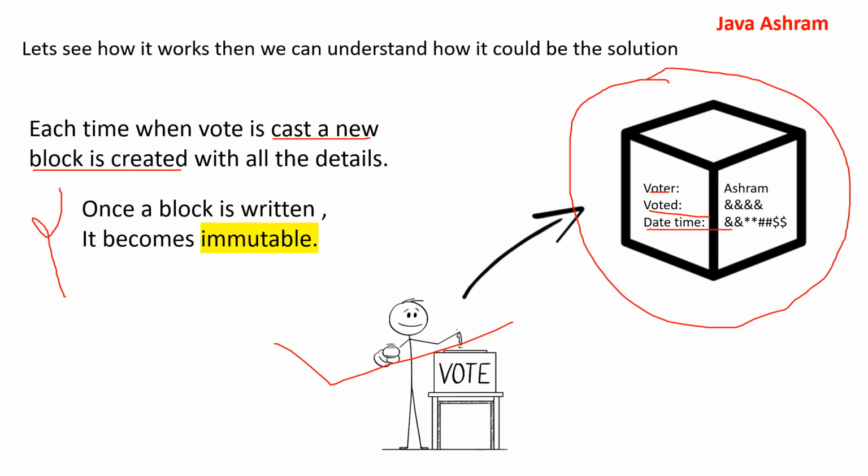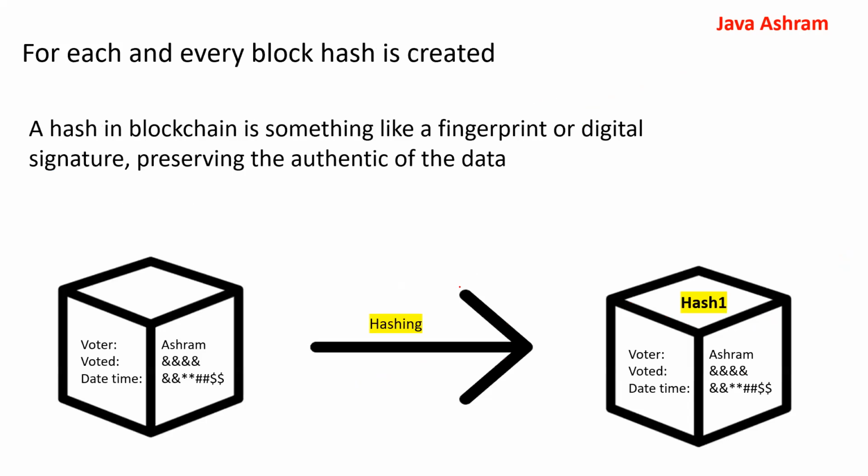In any case, if you are trying to alter it, there might be a logic by which the system can create a new block, but the old one cannot be altered. And if anyone is trying to create a new block, obviously this can be easily tracked, right? So one very important point: at every vote or every new data entry, a new block is created, and once the block is created, it cannot be altered.